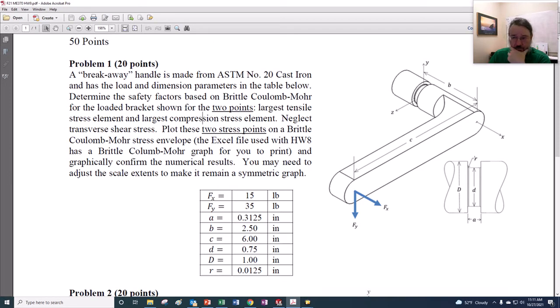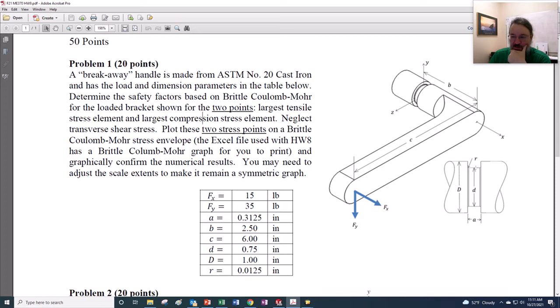It purposely breaks so that maybe it protects the door or whatever from getting damaged. So the distance in the little gap right here, A, is 0.3125. This distance B is 2.5 inches, and this distance here is 6 inches.